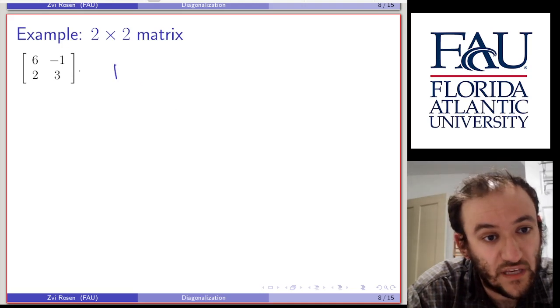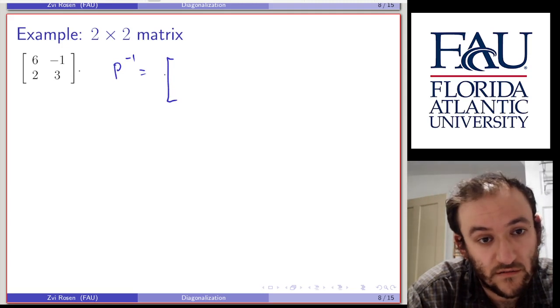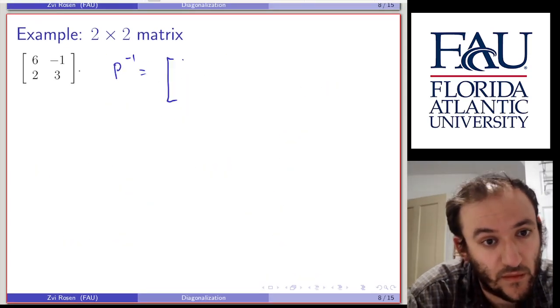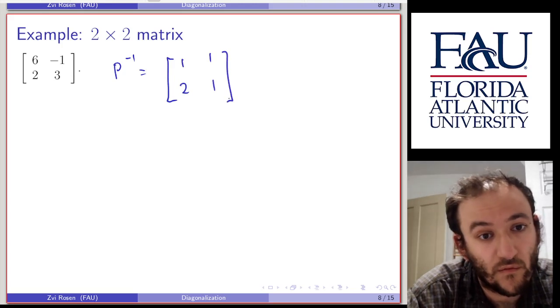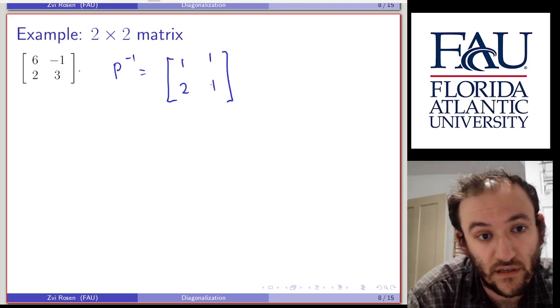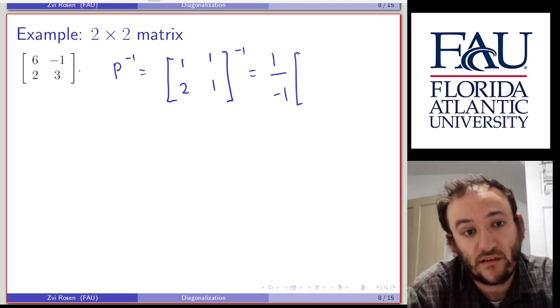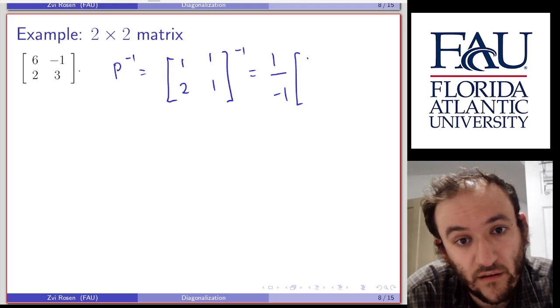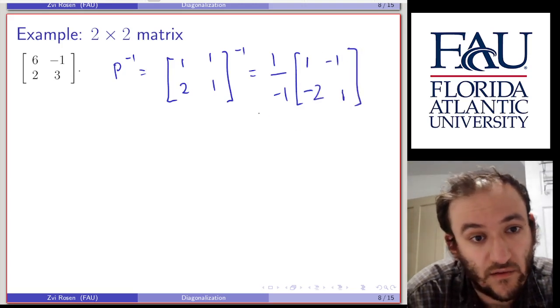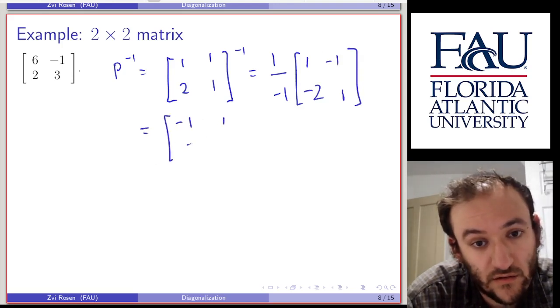Okay, so P inverse is the inverse of [1, 2; 1, 1]. With 2 by 2 matrices, we have a formula that we can use. It's going to be 1 over the determinant, which is minus 1, times... I think we swap these elements and we negate these elements. So the answer at the end is [-1, 1; 2, -1].